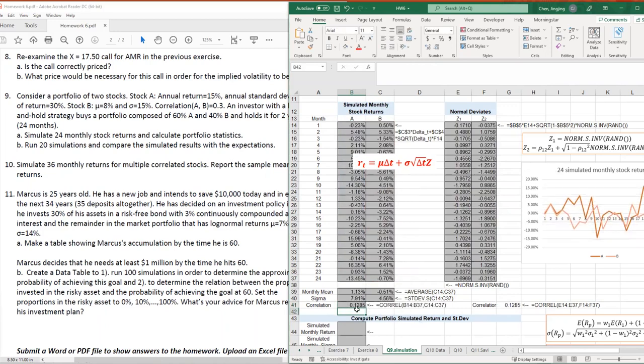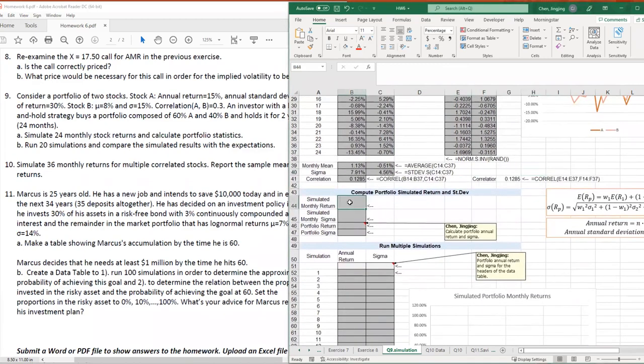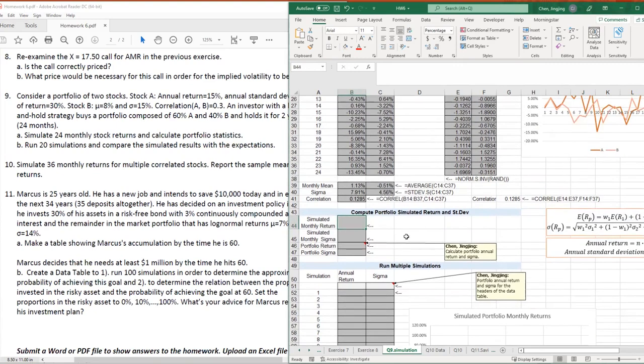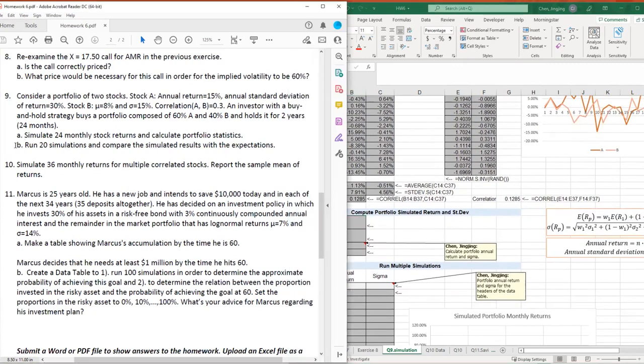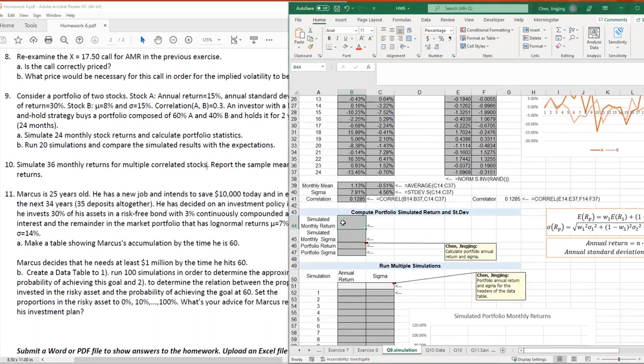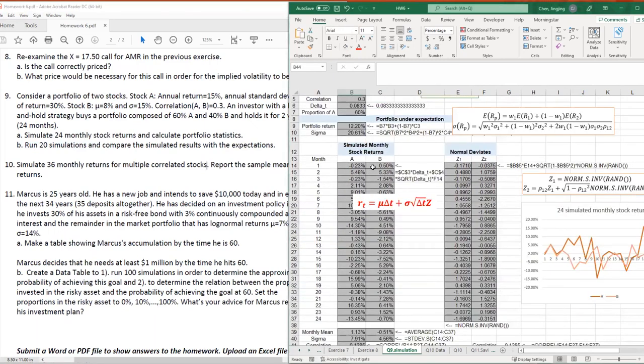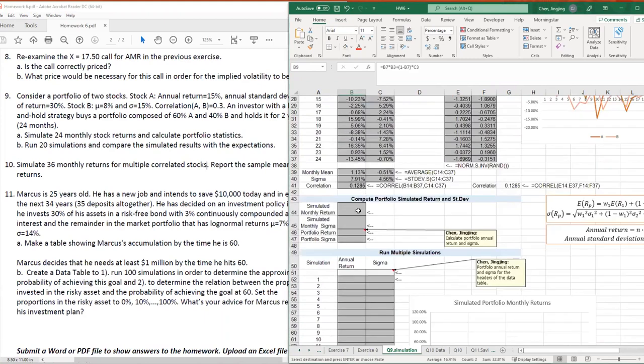Okay, so just to double check, the correlation of the returns here should be the same as the correlation for Z. Going further, we want to compute the portfolio simulated return and standard deviation. So the simulated monthly return here will follow the calculation here. And this is actually related to question B already. So I'm going to go ahead and copy the formula here.